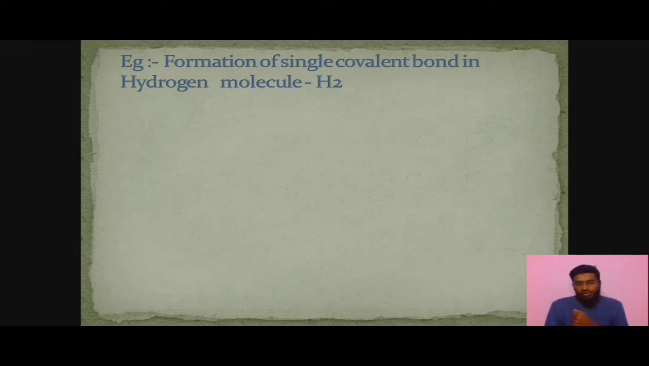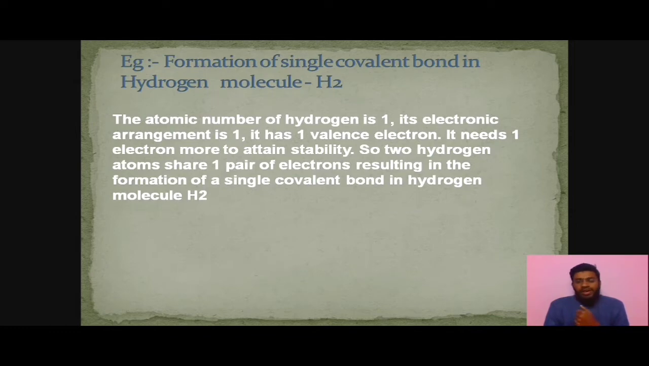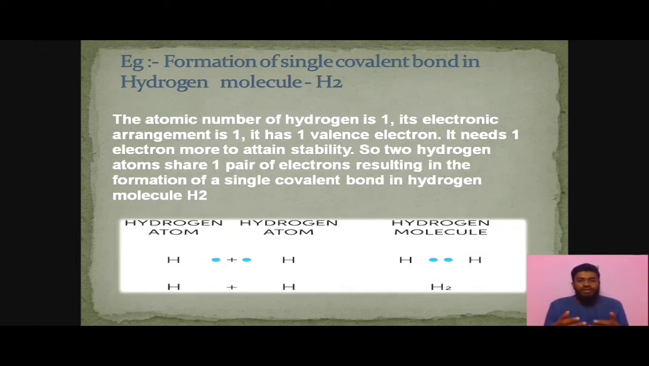For example, the hydrogen molecule. The atomic number of hydrogen is 1. Its electronic configuration is also 1. So it has 1 valence electron as well, and it needs 1 more electron to attain stability. So 2 hydrogen atoms share 2 electrons and result in the formation of a hydrogen molecule. As we can see in the picture, the hydrogen atoms combine to form a hydrogen molecule, forming a single covalent bond between the hydrogen atoms.